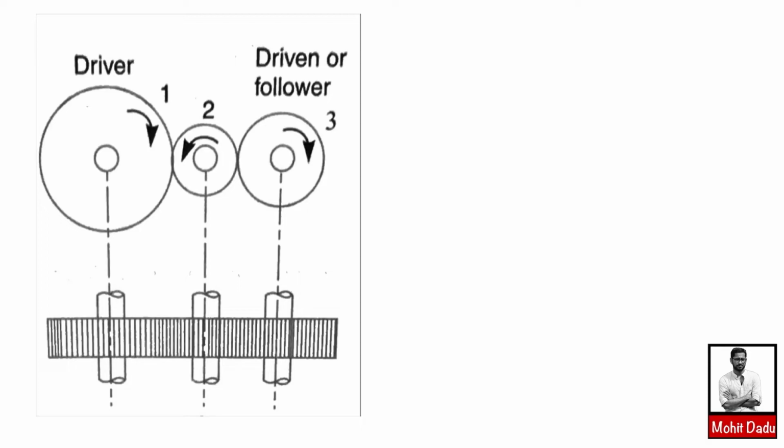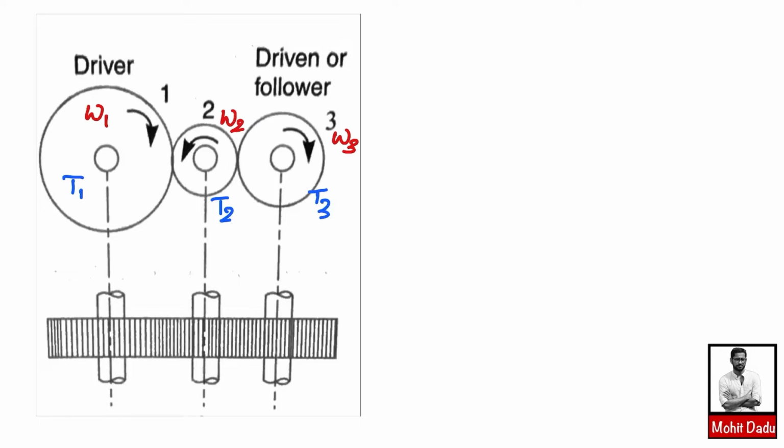For this simple gear train, we will be deriving the velocity ratio. Let the speeds be omega 1 for the first gear, omega 2 for the second, and omega 3 for the third, and their respective directions of rotation are also shown. When the driver is rotating clockwise, the meshing gear, gear 2, will be rotating anti-clockwise, and finally gear 3 will be rotating clockwise. The number of teeth will be t1, t2 and t3.